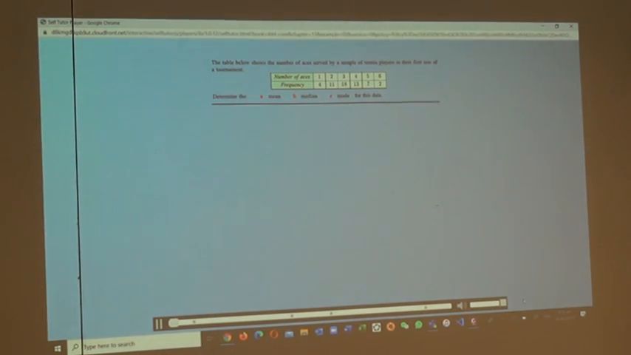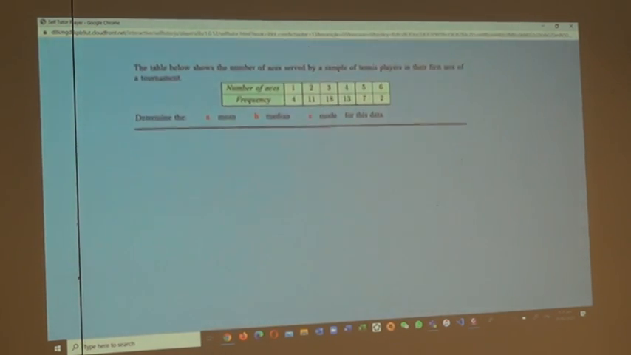In previous examples, you have calculated the measures of center from the individual data values. In the previous section, we now see how these calculations can be efficiently done from a frequency table. The mean of a data set is the sum of the data divided by the total number of data values. In this example, we are given data for the number of aces served by tennis players.